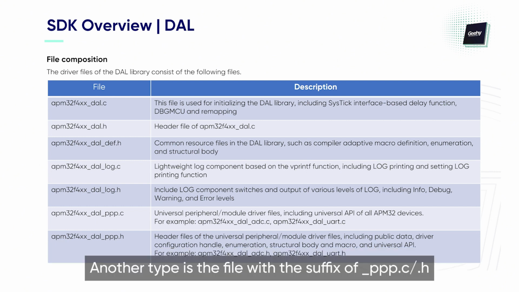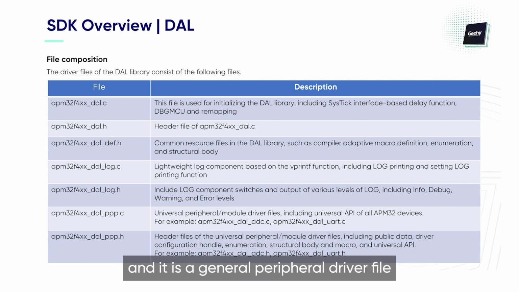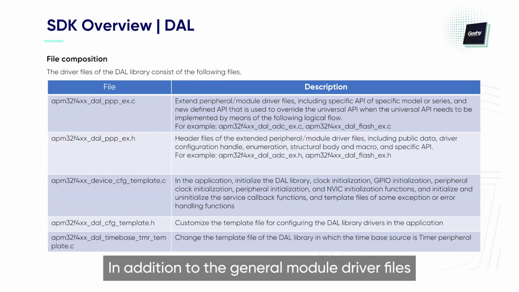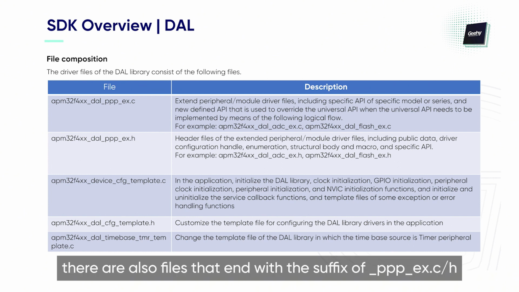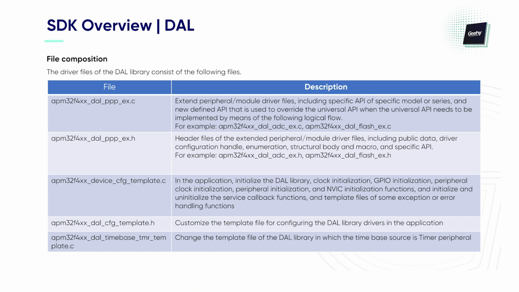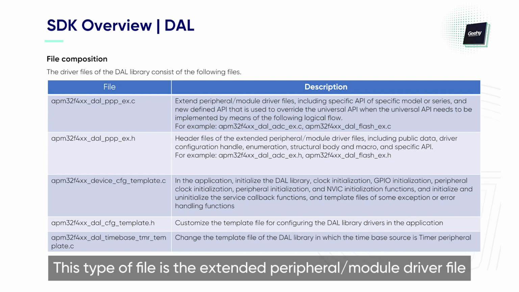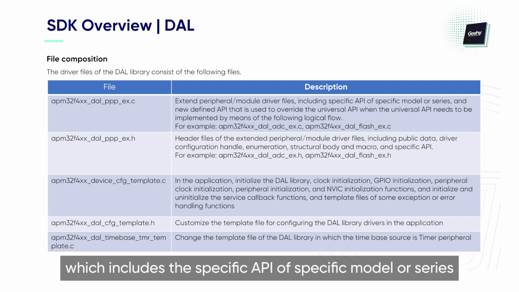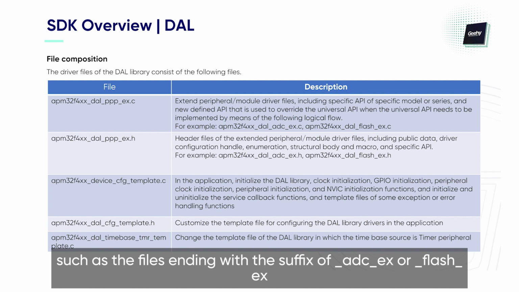Another type is the file with the suffix of _dal_ppp.c/.h, and it is a general peripheral driver file, including all general API of the APM32 device, such as dal_adc.c and dal_uart.c. In addition to the general module driver files, there are also files that end with the suffix of _ppx.c/.h. This type of file is the Extended Peripheral Module Driver file, which includes the specific API of a specific model or series, such as the files ending with the suffix of ADCX or FlashX.